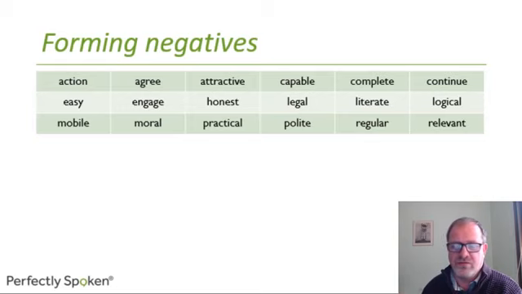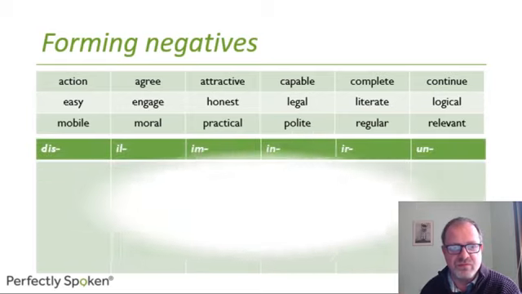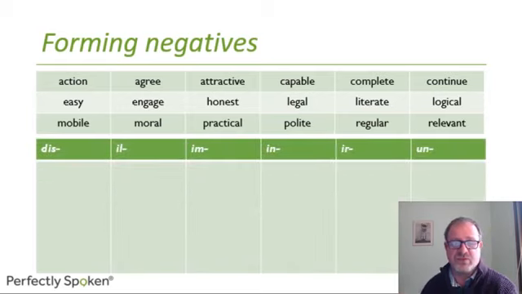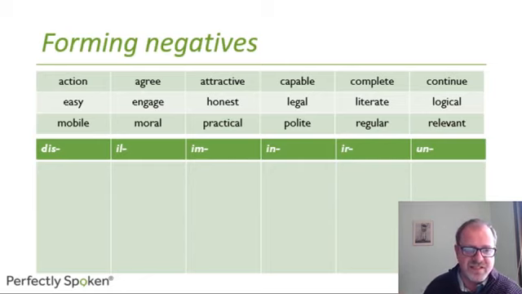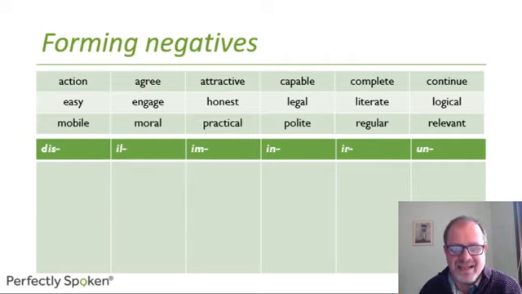Okay, so how do we form negatives? Well, these are some of the most common prefixes that we can use to make negatives: dis, ill, im, in, and un. Okay, so the first one, action. What is the negative of action? Pause the recording at any time to allow you time to think.